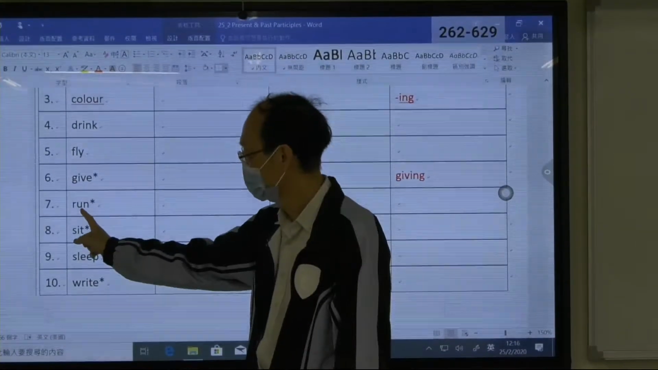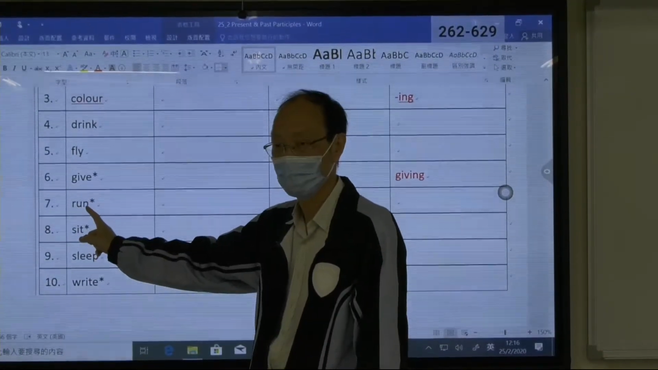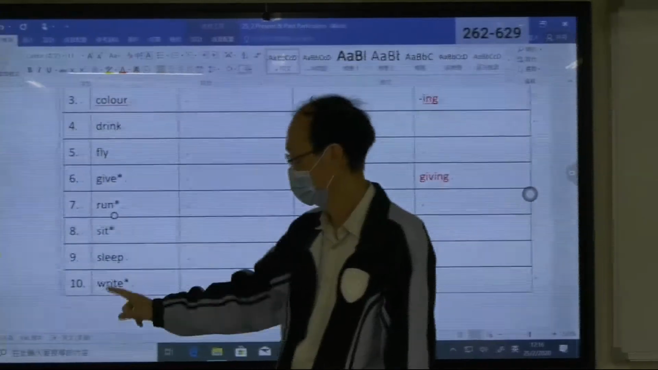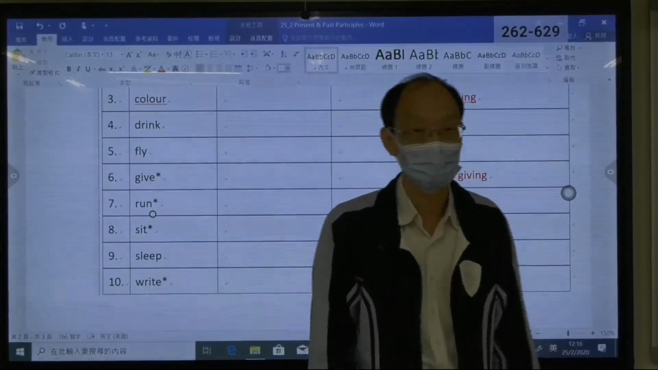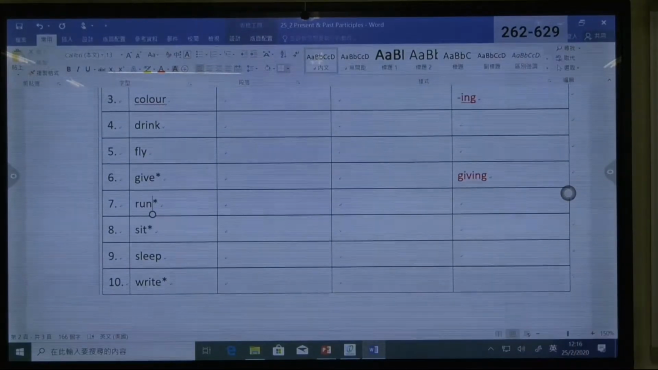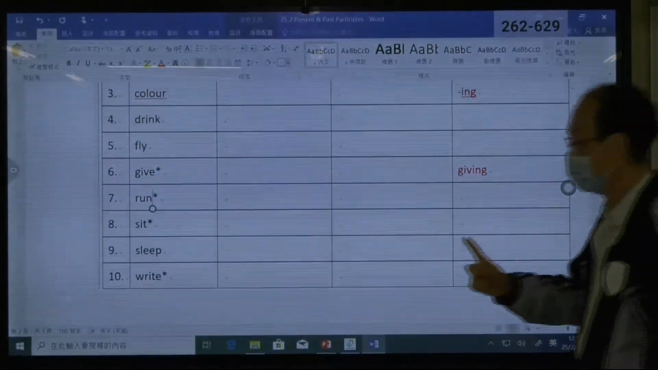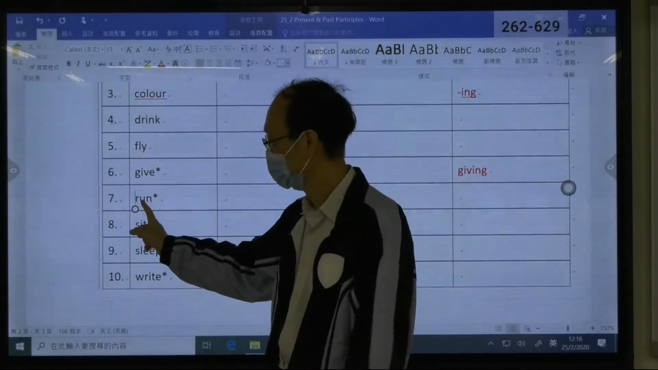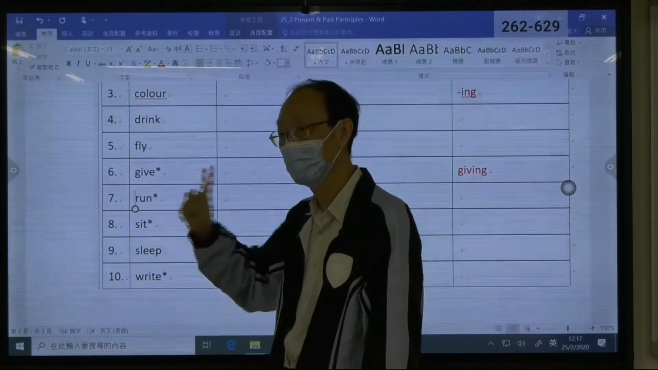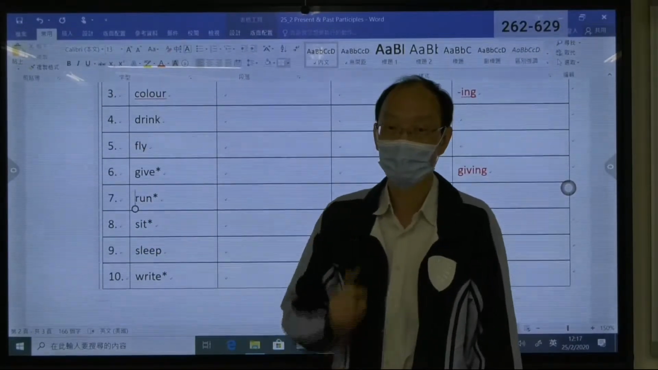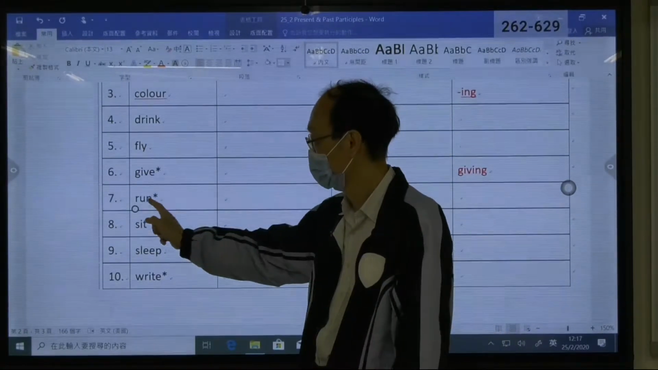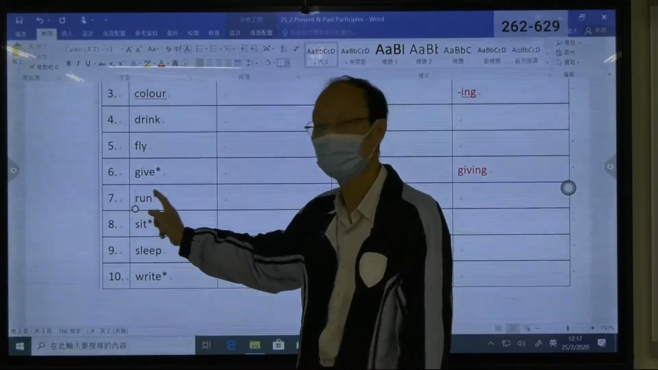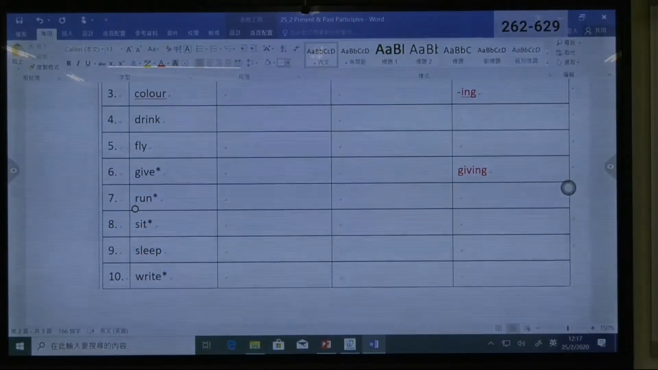Here, we have a vowel and a consonant. If we have this pattern, we should add one more letter. So here, R-U-N-N-I-N-G. Okay. Good.